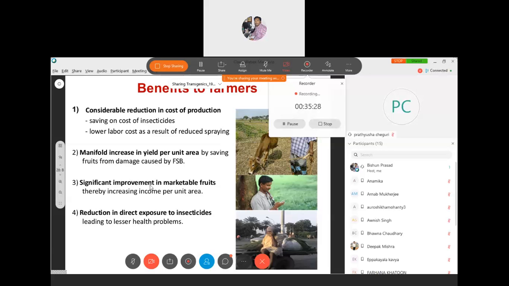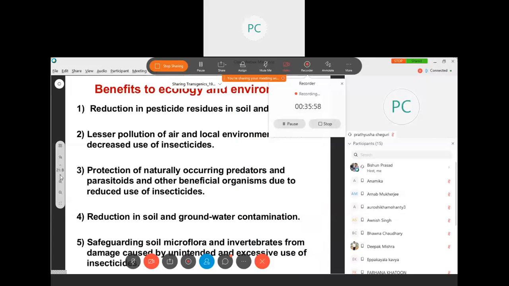And there is a reduction in direct exposure to insecticides. You know that whenever they want to save the crop from insects or diseases, they apply a heavy amount of pesticides. If we use transgenic plants, there is less exposure to insecticides, so that will also be beneficial to human and environmental health, and it will also save the money of the farmers.